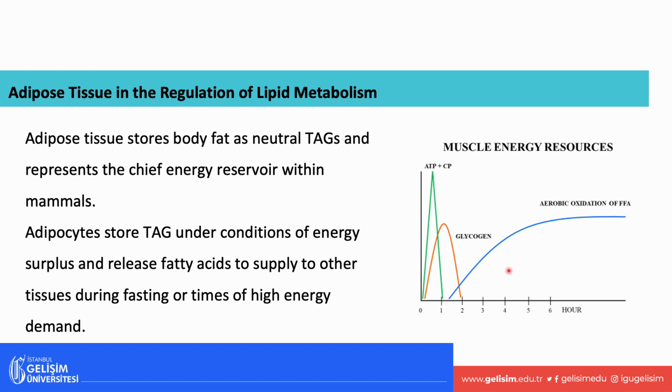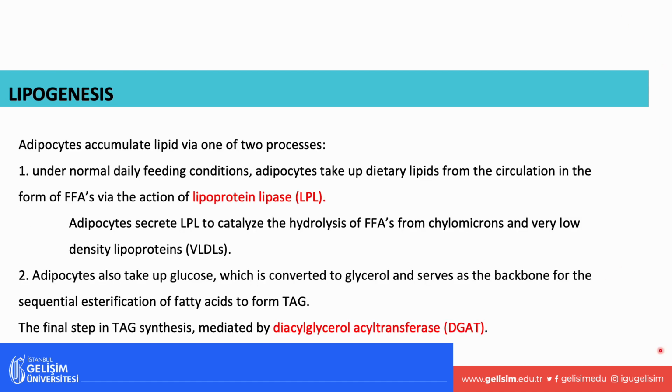Again, the point to take away is that the triglycerols that are stored in the adipose tissue are by far the largest sites of energy storage. Okay, adipocytes can accumulate fat in a couple of different ways. First, under normal feeding conditions, adipocytes take up dietary lipids in the form of free fatty acids from the circulation.